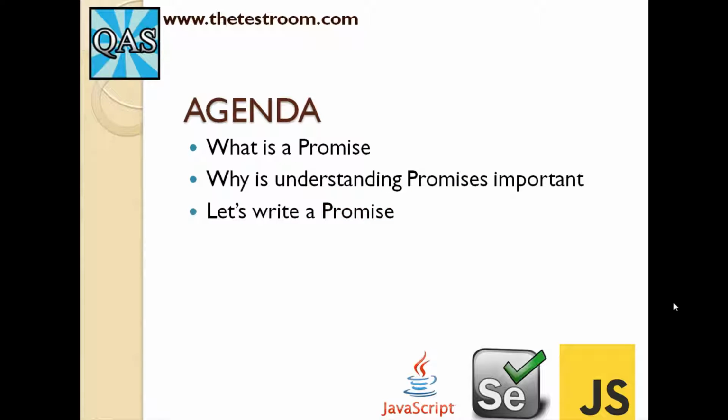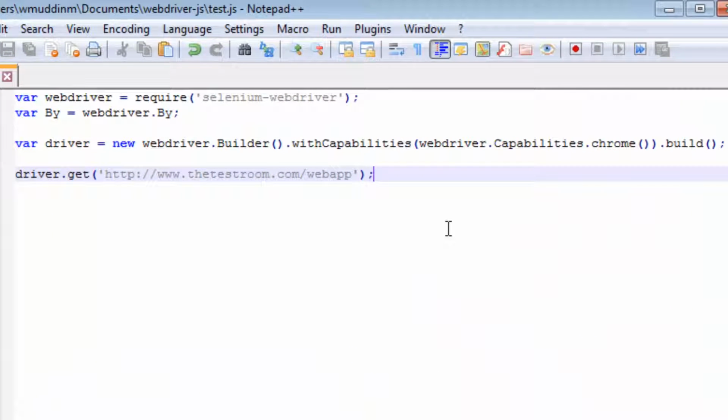So first of all, as part of the agenda for this video, we're going to jump straight into the code. And one of the first things we're going to do is talk about promises. We are going to talk about the importance of understanding a promise, and we're going to write a promise as well. Okay, so first and foremost, what is a promise?